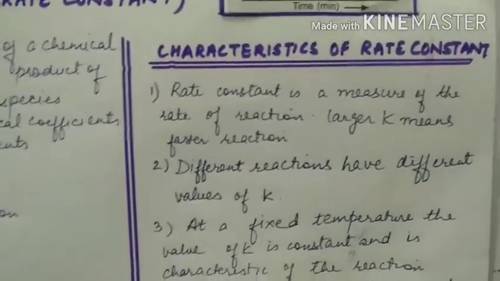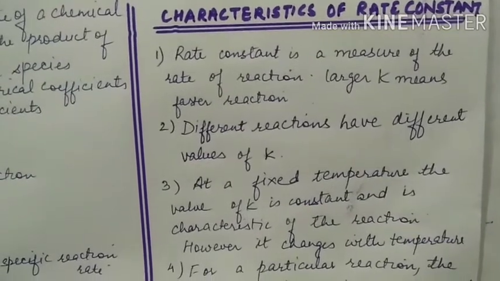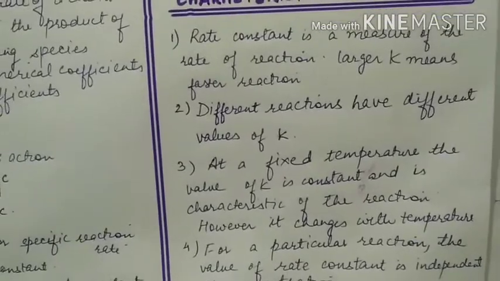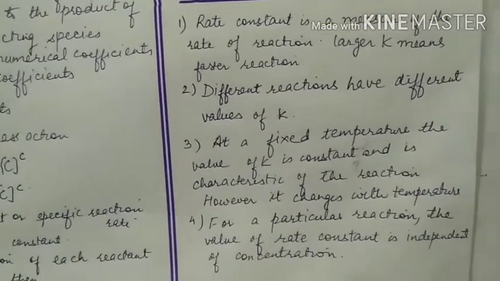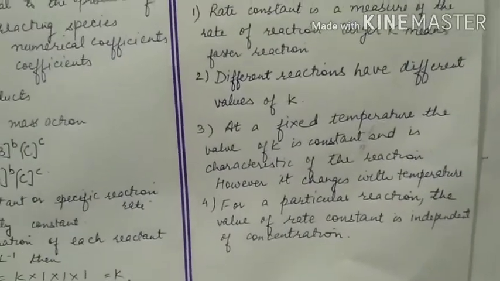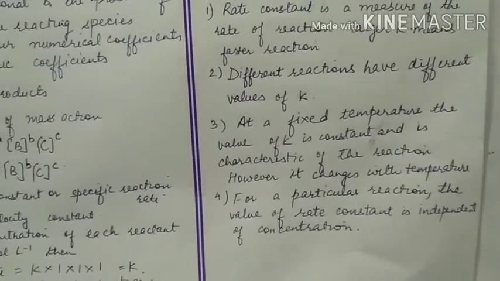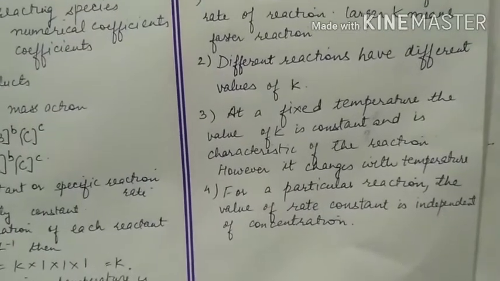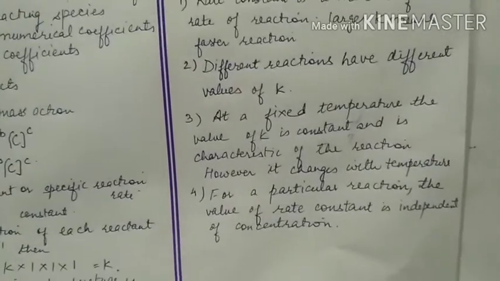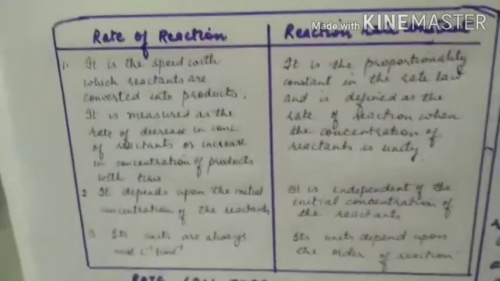Characteristics of rate constant. Rate constant is a measure of rate of reaction. Larger rate constant means faster reaction. Different reactions have different values of rate constant, and at a fixed temperature the value of rate constant is constant and is characteristic of the reaction. From the value of K you can find out which reaction is occurring. However, the value of rate constant changes with temperature, and for a particular reaction the value of rate constant is independent of the concentration, hence the differences.